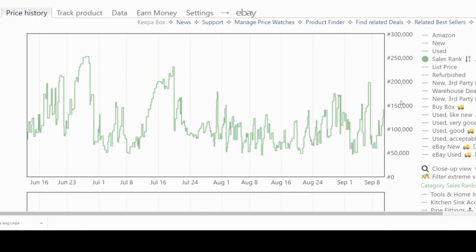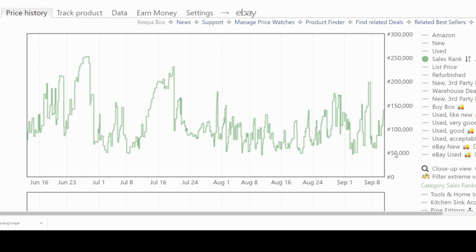And you can see over here on the right side of the graph where it has 0 and goes all the way up to 300,000, and it can go way higher than that. It can go up into the millions depending on whatever category it is. Book categories typically have sales rankings in the millions.